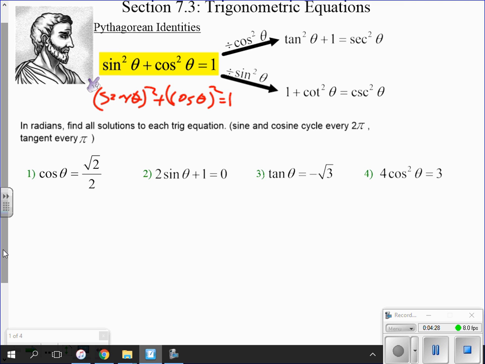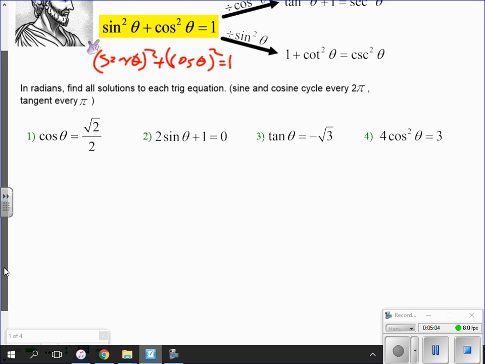How many angles can I take the cosine of and get root 2 over 2? Yeah, because you can just keep going round and round and round, and you can go round and round the other way. So there's technically an infinite number of solutions. We are going to put down every single one of those. I'll show you how. I'm glad you asked, because that's what this is about.